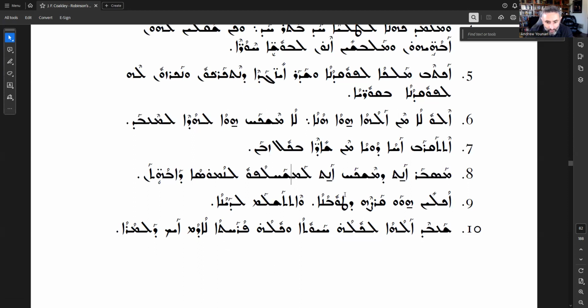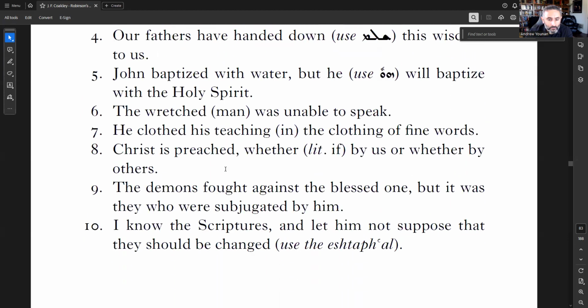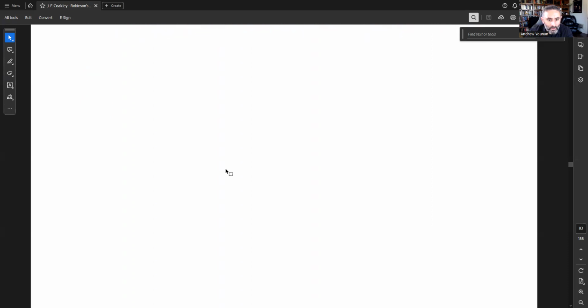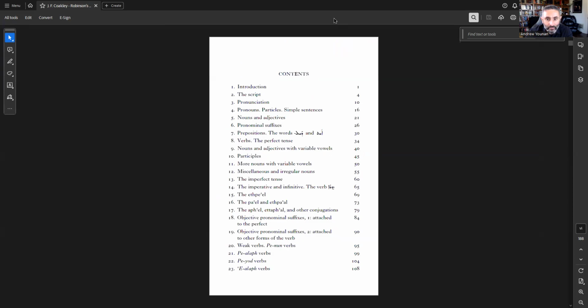Some stuff from Genesis. Okay. Translate these into Syriac. And that's it. And next lesson, we will look at these object endings again. We'll do 2 chapters of that, and then we're done. And then we'll maybe look at some pieces of literature together.